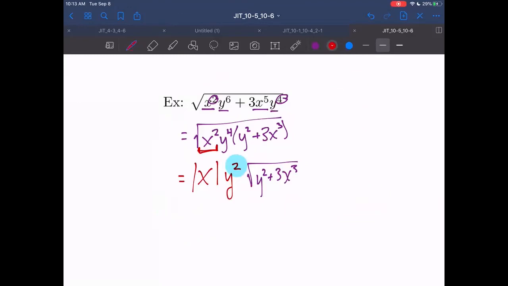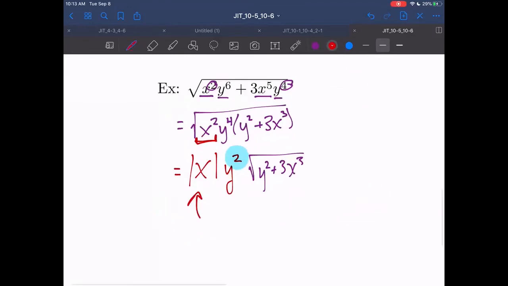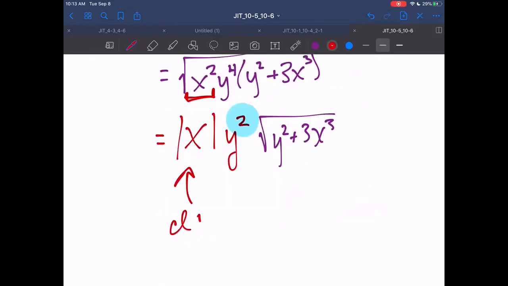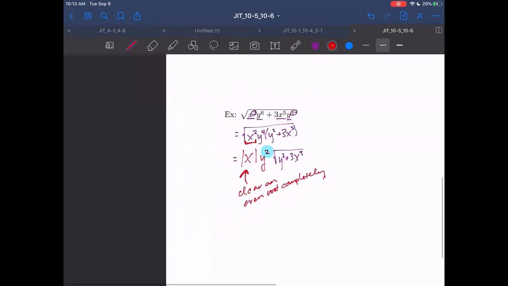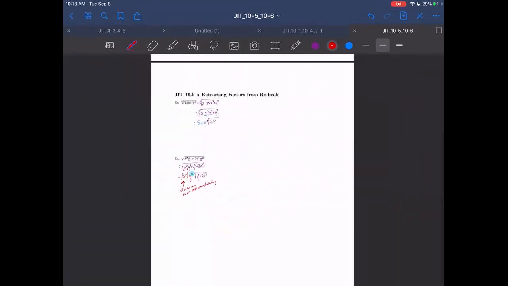Okay, so if you clear an even root completely, that's when you need to use that absolute value. Okay, odd order, it doesn't matter, but even it does.